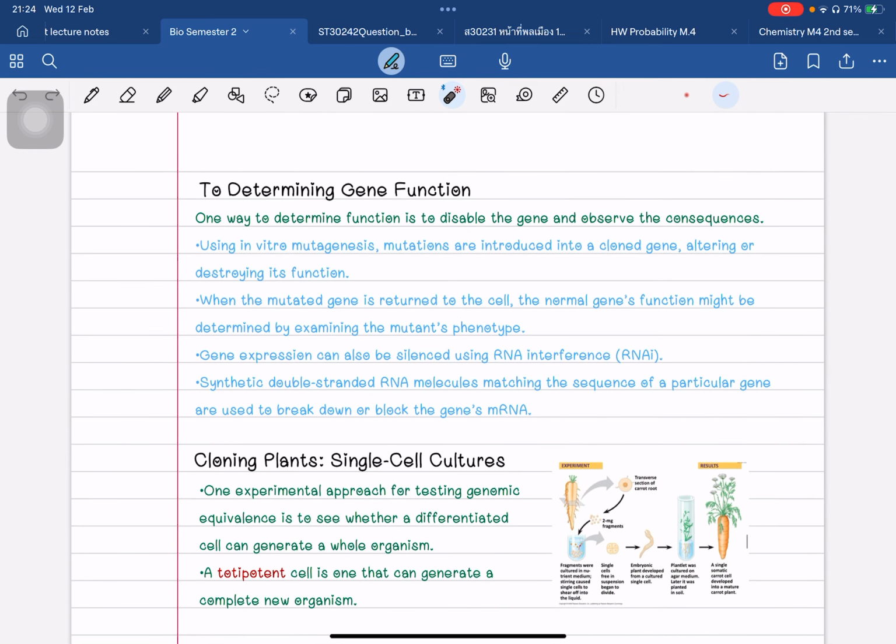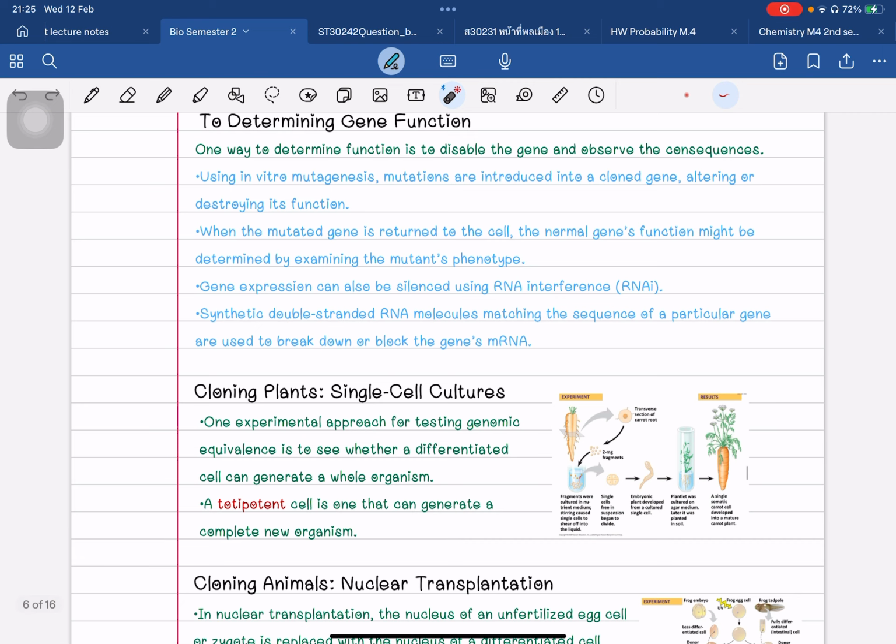And to determine gene functions, one way is to disable the genes and observe the consequences. Using in vitro mutagenesis, mutations are introduced into the cloned genes, altering or destroying their function. When the mutated gene is returned to the cells, the normal gene's function might be determined by examining the mutant's phenotype.